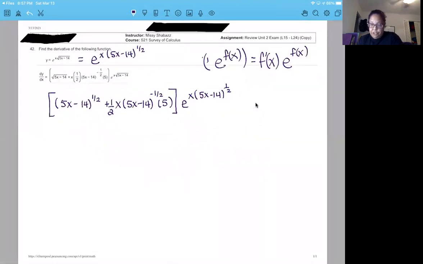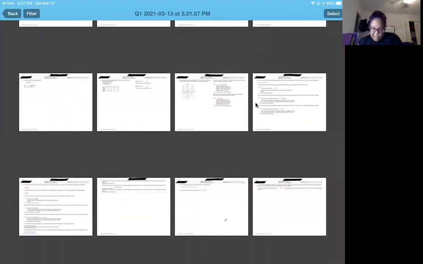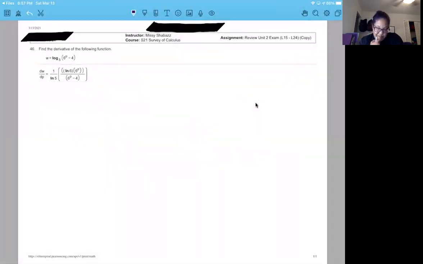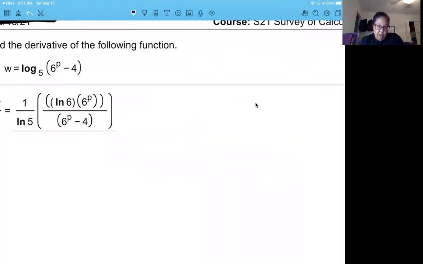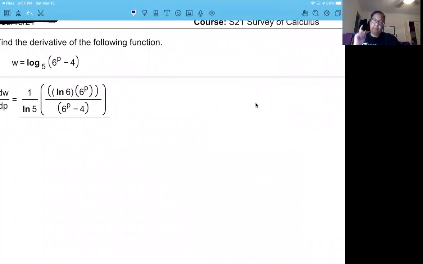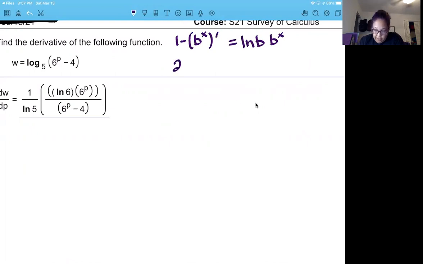All right, next question. We need to find the derivative of this logarithm. So let's just note a couple things. So first, if I have a base to the x, then the derivative of that is the natural log of that base times that original function.